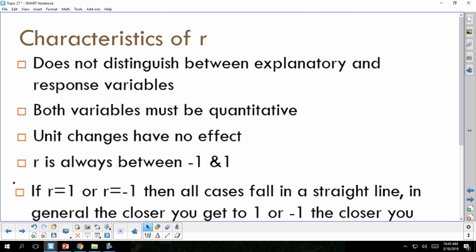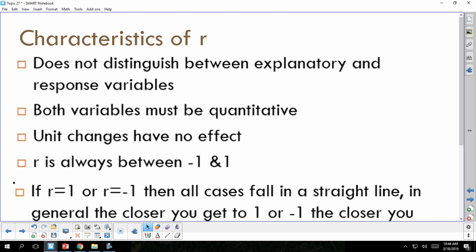R is always a number between -1 and 1. The closer we get to -1, the closer it is to a perfectly straight negative relationship. And the closer we get to +1, we have a perfect positive linear relationship. Right? So this is just how well all of those points fit into a perfectly straight line.